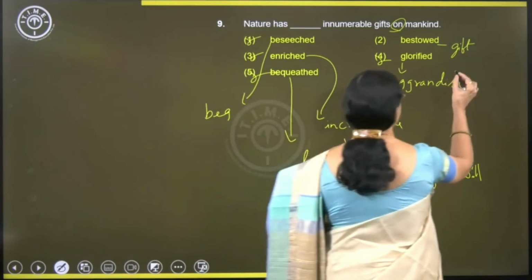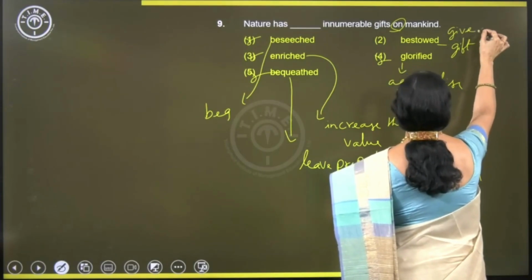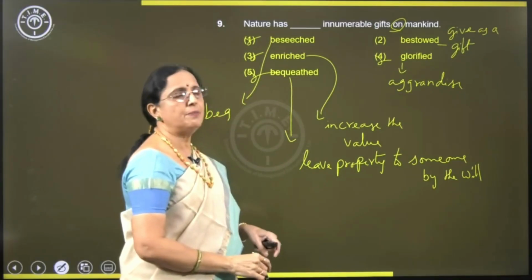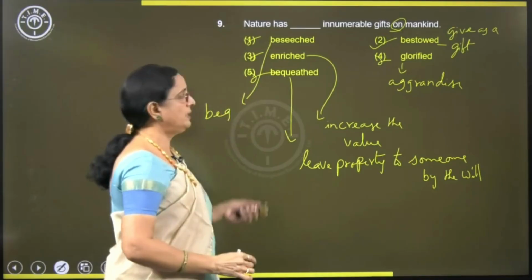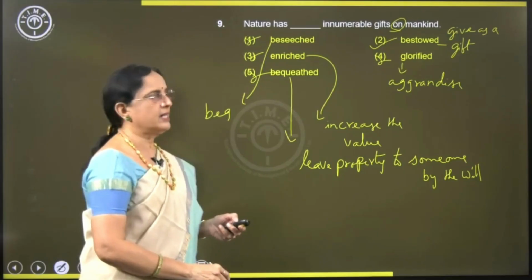So, say gift, no. Give as a gift. Right? Give as a gift. So, nature has bestowed innumerable gifts on mankind is the perfect usage. Alright? So, look at the positivity and negativity and look at the usage, and that's a perfect answer.